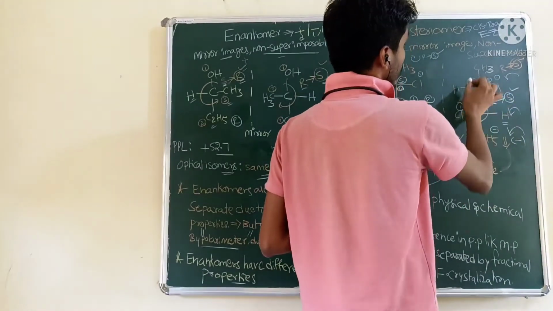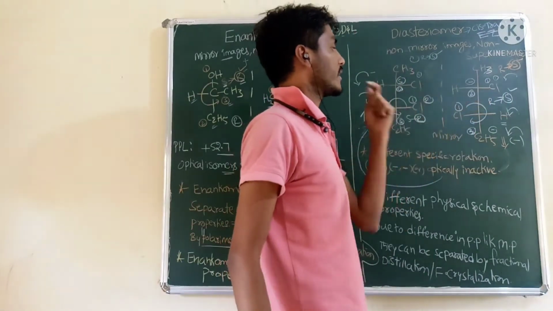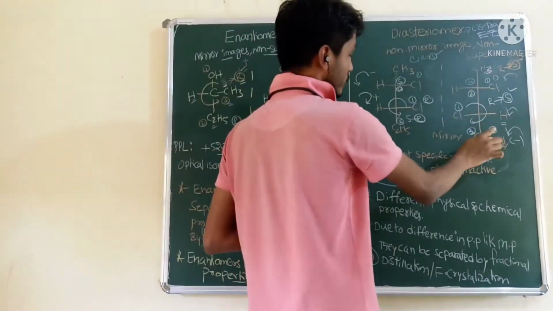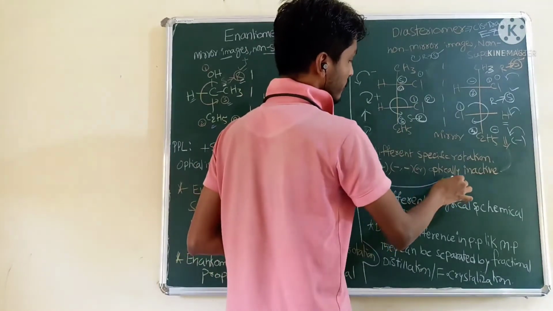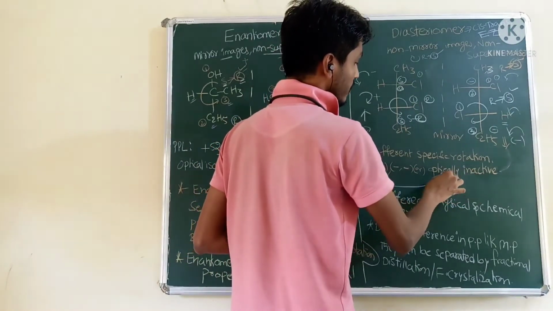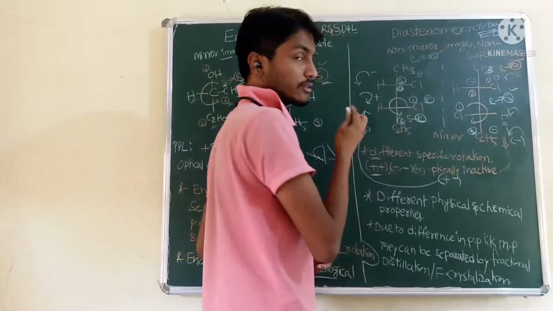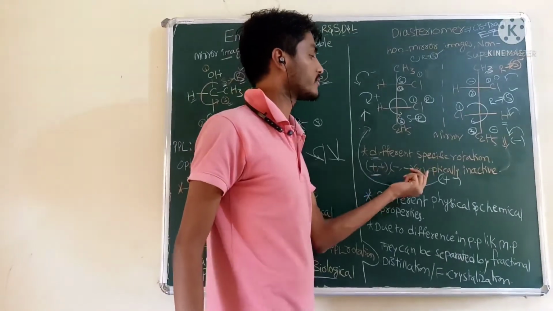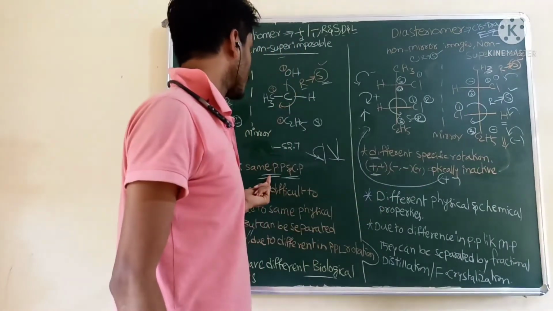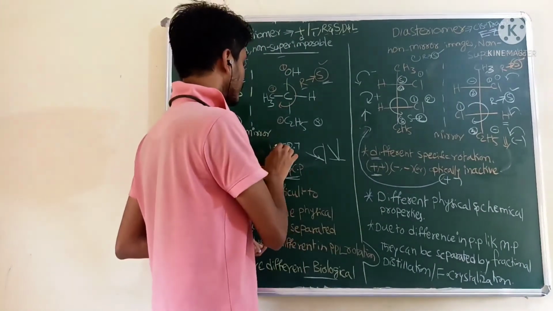Okay, when negative and positive are both there, we can call it optically inactive. They are different in specific rotation. The earlier ones have the same specific rotation but different sign, positive and negative symbol, but the same specific rotation.